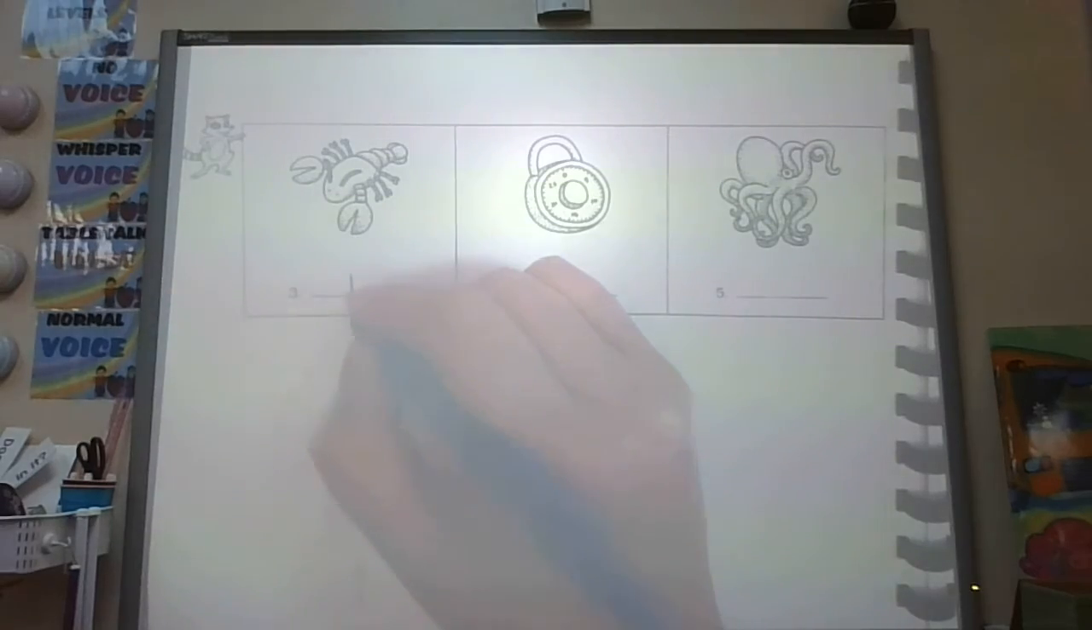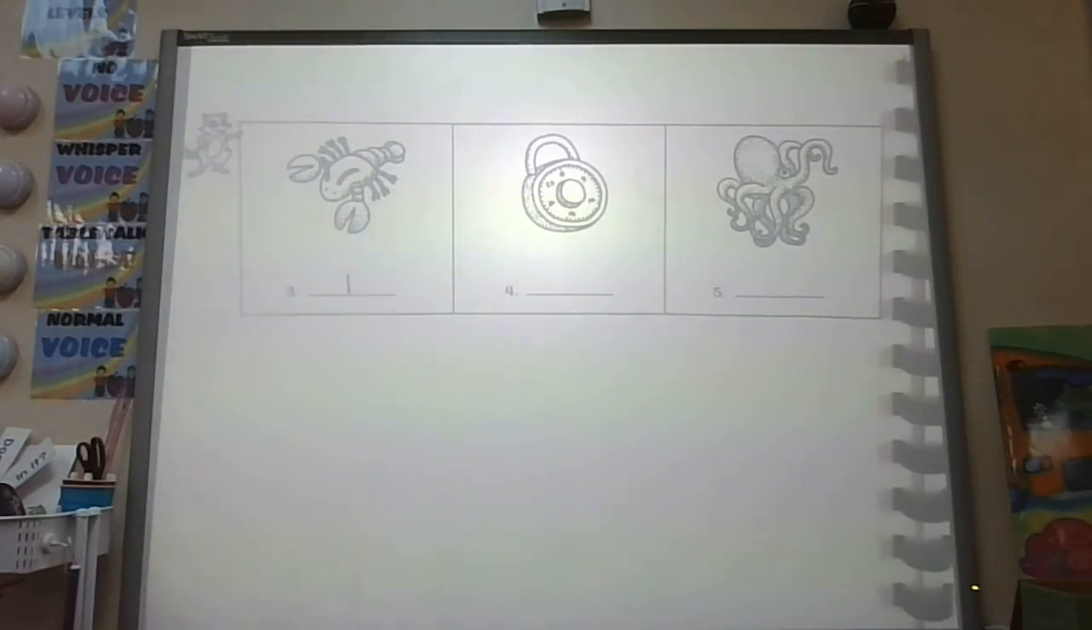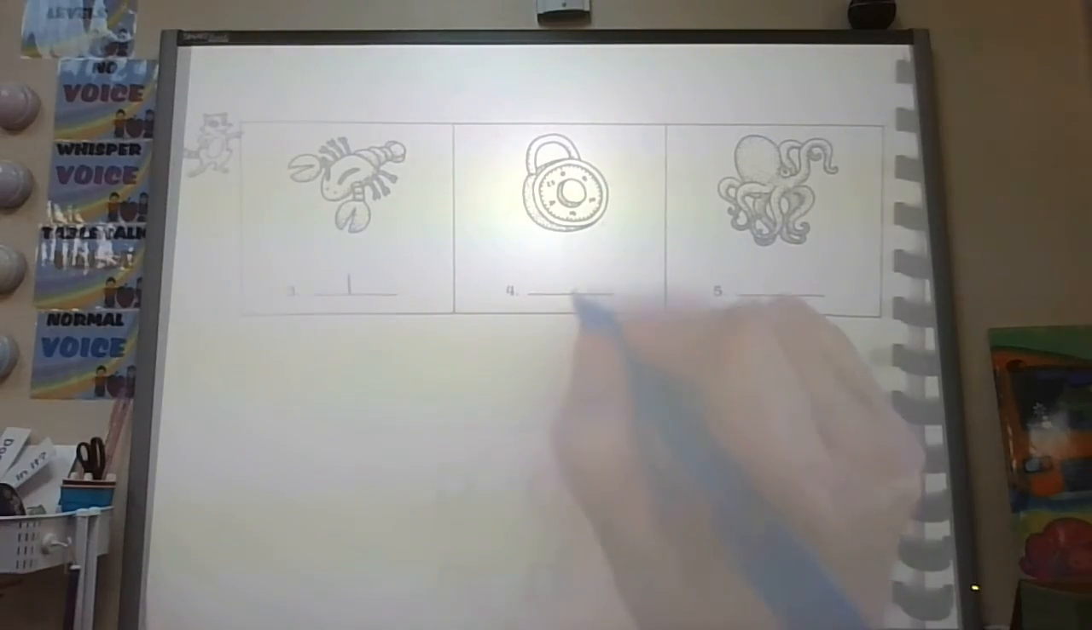Why do we just do lowercase? Because that's all we need here. We don't have to write them both. All right, number 4. Who can tell me what that picture is? Elijah? Lock. Good. Everybody say lock. What sound are we hearing at the beginning of lock? Okay. What spells that sound? L. Good. Write the lowercase letter L.